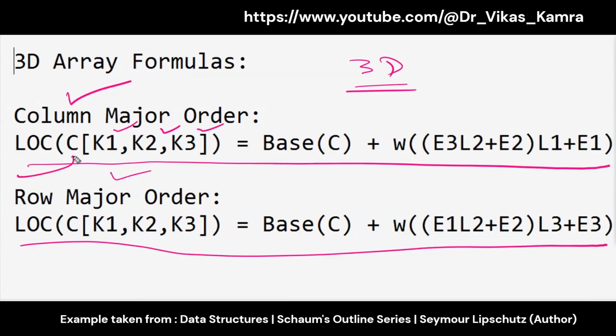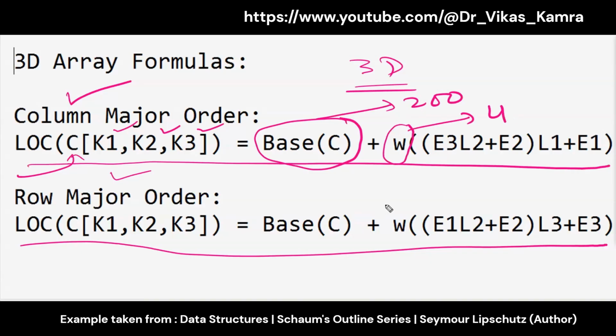Here C is the name of the array. Base address will be given to you. Word size will be given to you. It was 200 in the previous example, and the word size was 4. Now you just need to fill in the values of E3, L2, E2, L1, and E1 here.